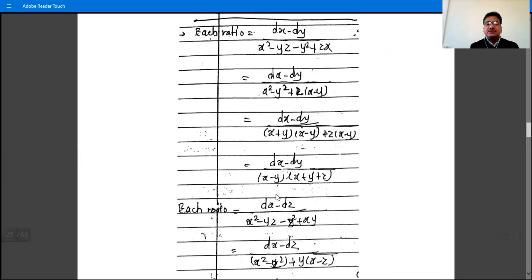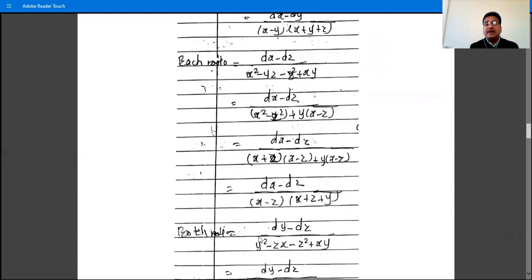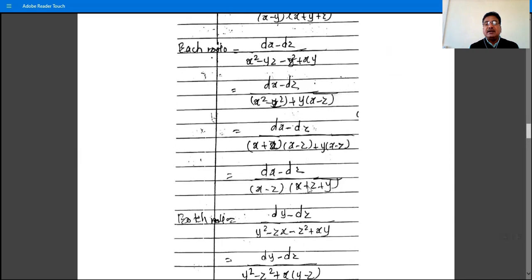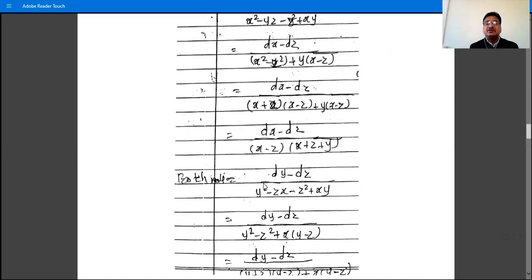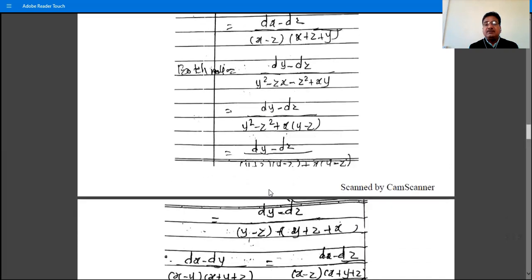Then again, each ratio is equal to, consider the multipliers 1, 0 and minus 1. So after simplification, what do we have? We have this (x minus z) in bracket (x plus y plus z). Similarly, each ratio is equal to, consider the multipliers 0, 1 and minus 1. And then after simplification, we have this factor.